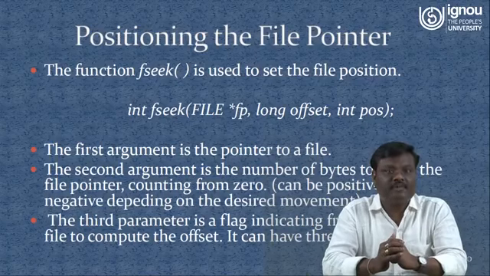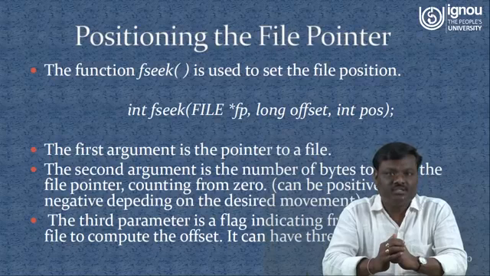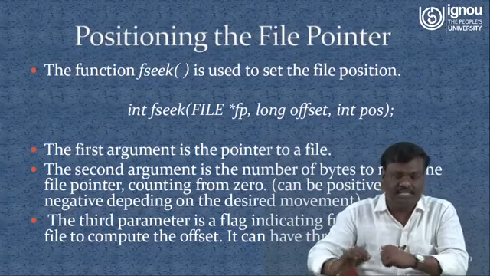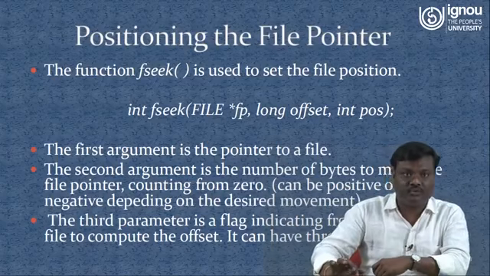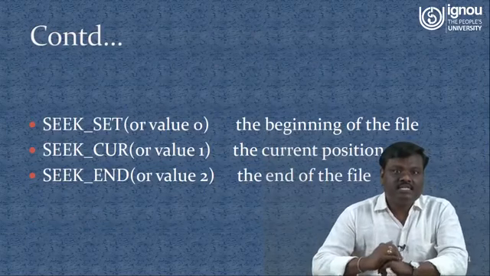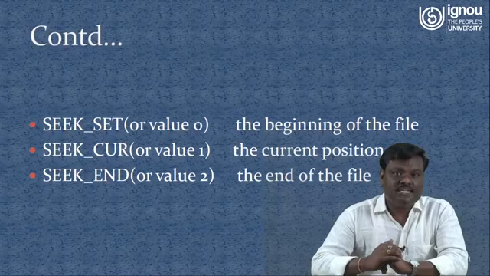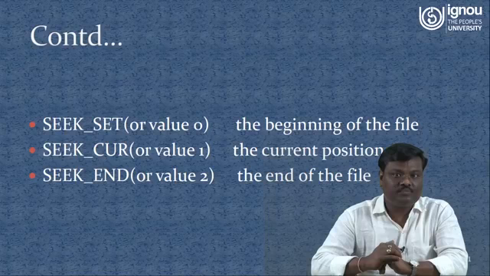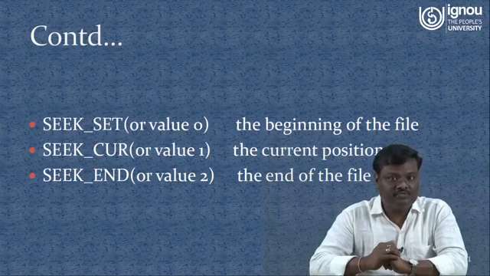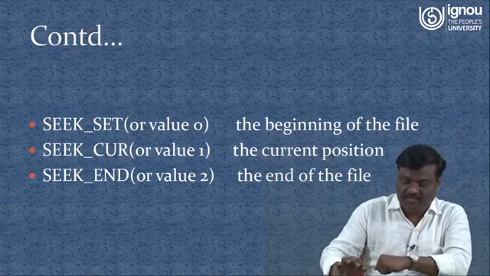The third parameter is a flag indicating from where in the file to compute the offset. It can have 3 values, that is 0, 1 or 2. What exactly do 0, 1 or 2 indicate? Suppose you want to seek or set to the 0th position, that is the beginning of the file, you give 0; the current position is 1, and the end of file is the value that can be given as 2.